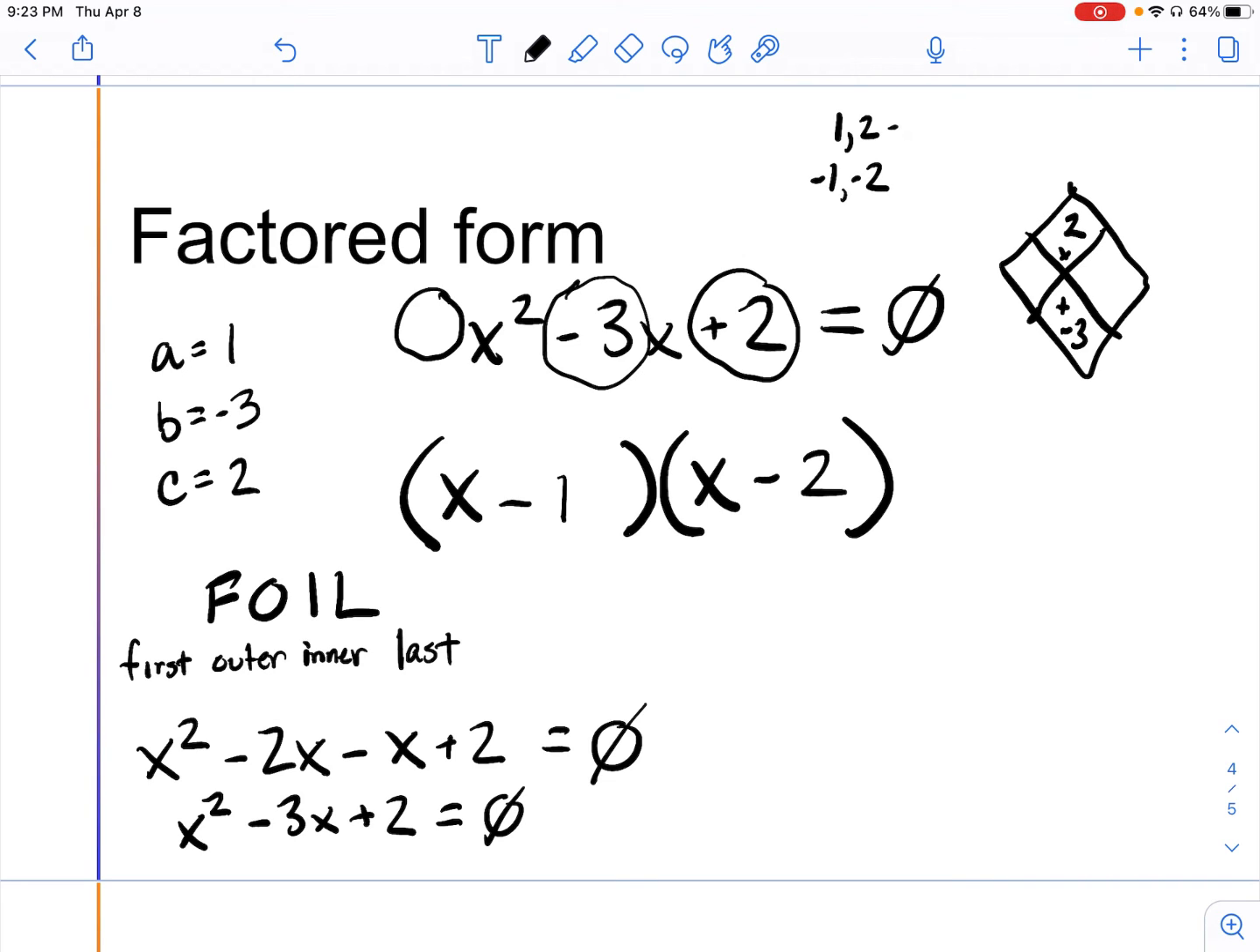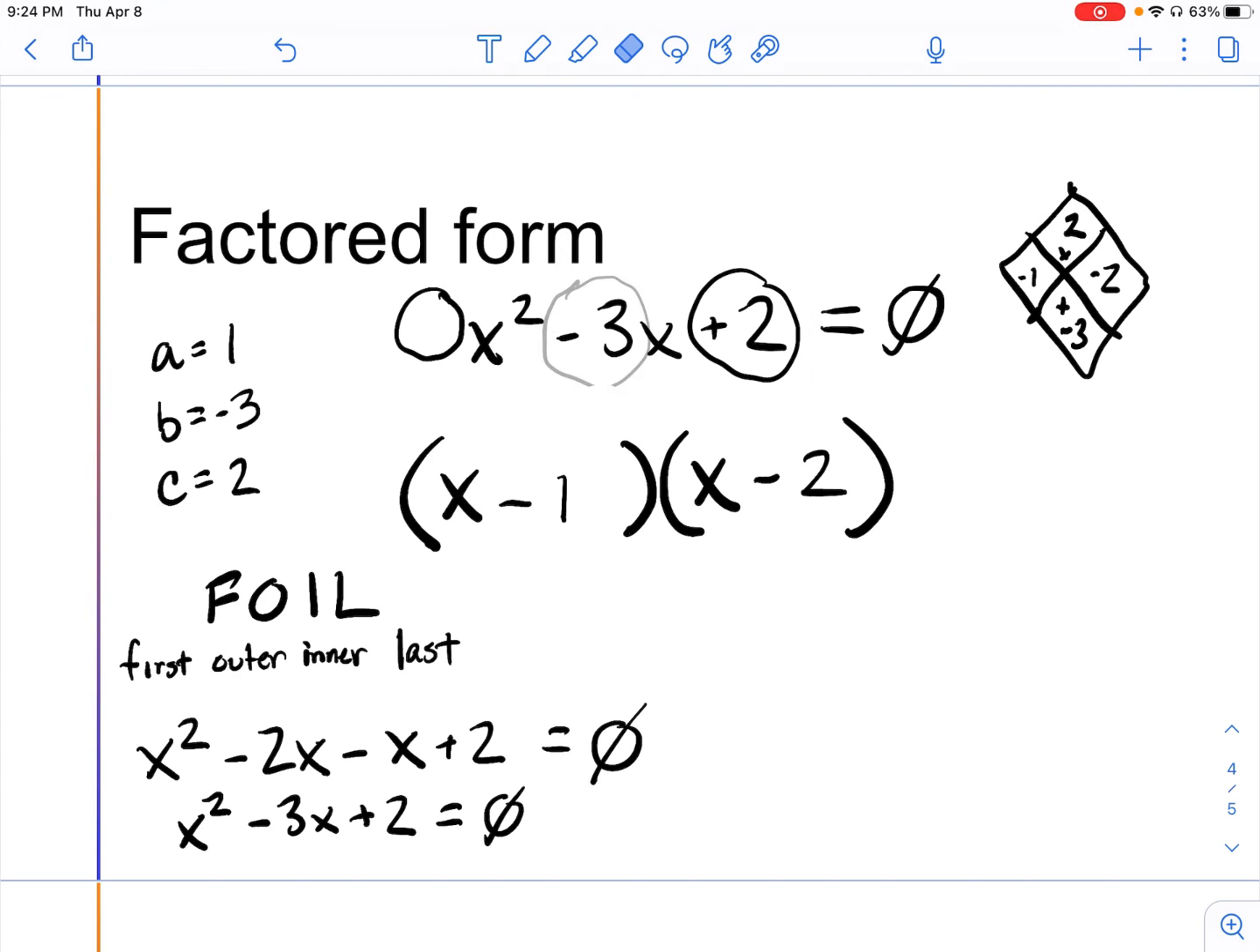Well, factors of 2 are 1 and 2, and negative 1 and negative 2. So 1 times 2 equals 2, negative 1 times negative 2 equals 2. And if you notice, if I add negative 1 and negative 2 together, I get negative 3. So the negative 1 becomes one term, and the negative 2 becomes the other term. Negative 1, negative 2. But we'll practice that a little bit more. Don't get overwhelmed with that right now.